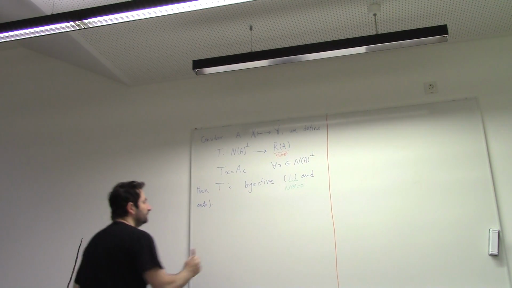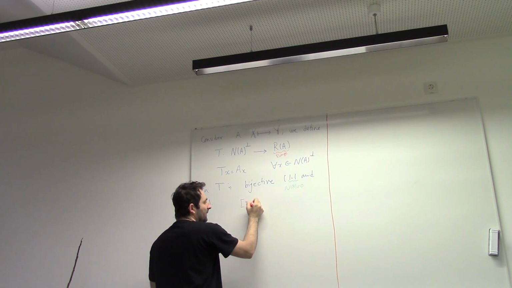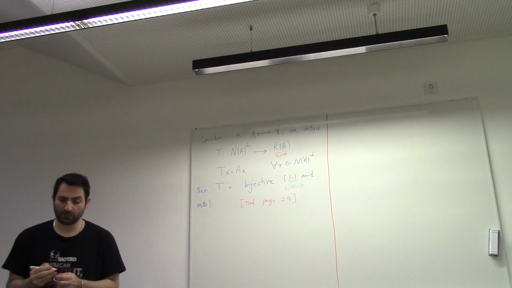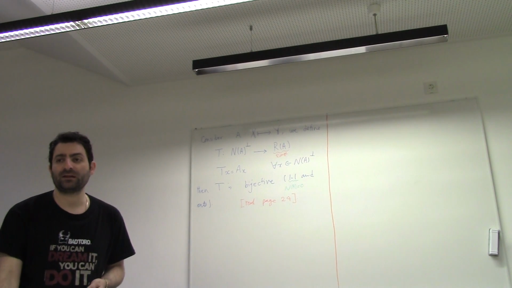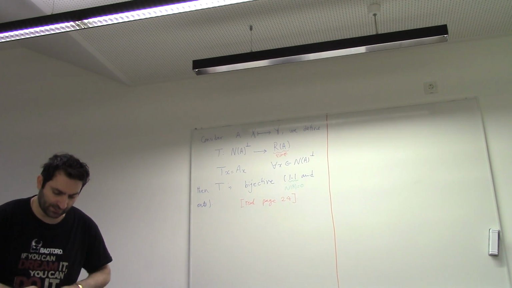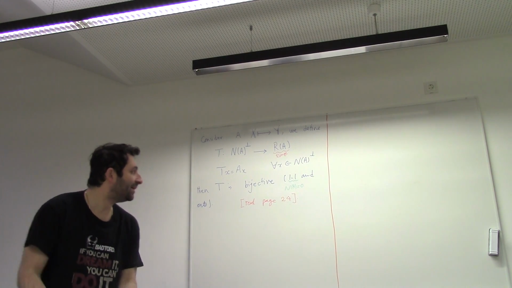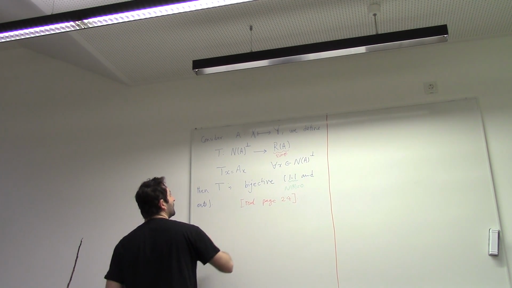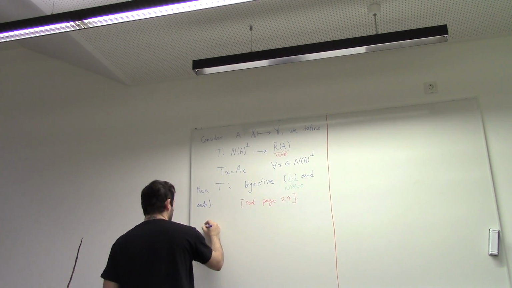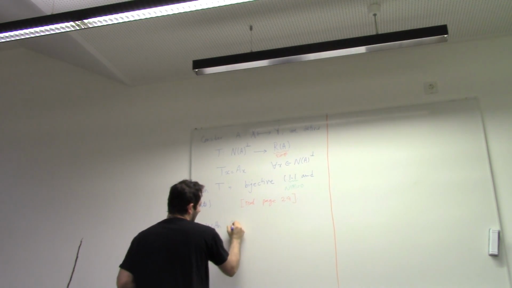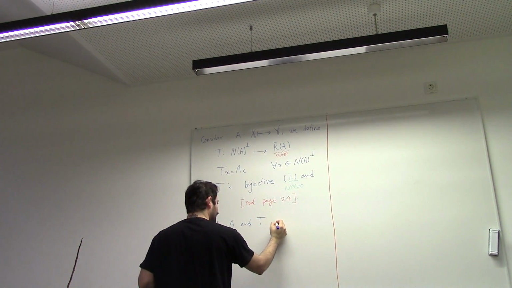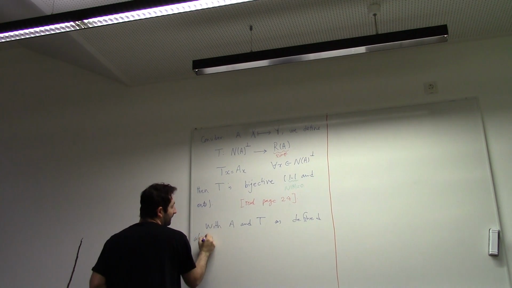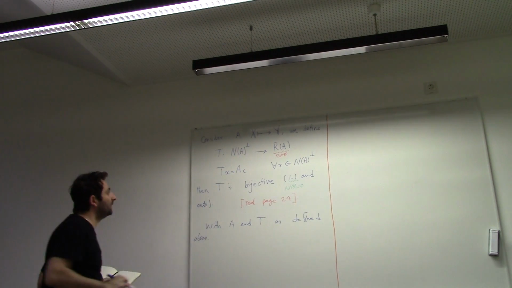This has a proof. I recommend you read page 24 of our book for the proof of this. The proof is not necessarily important for our aim, but it's good to see. Because we want to use this, that's why we have written it, with A and T as defined above.